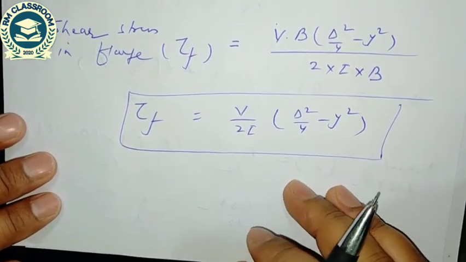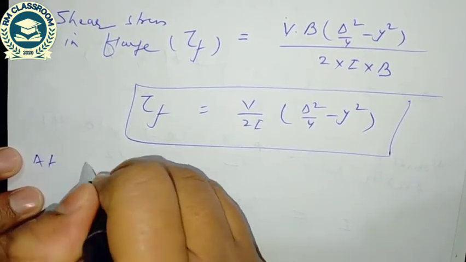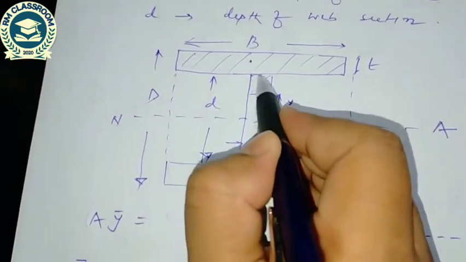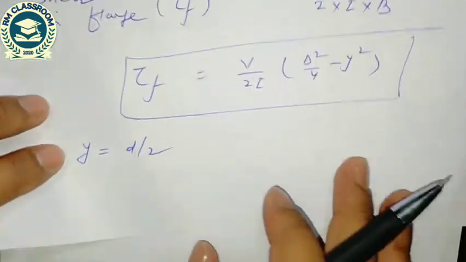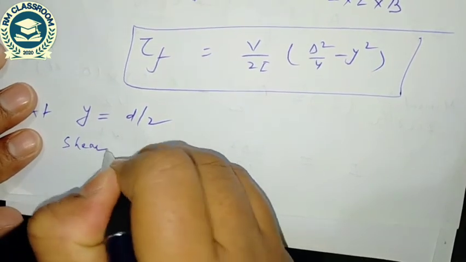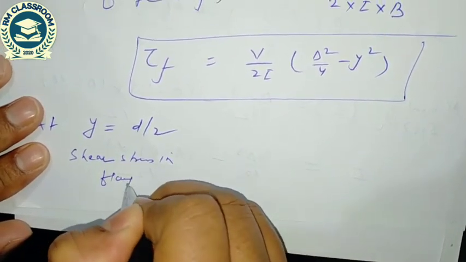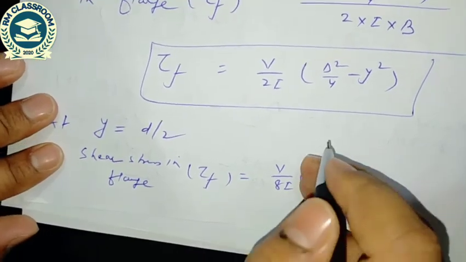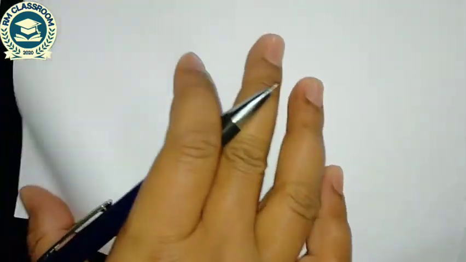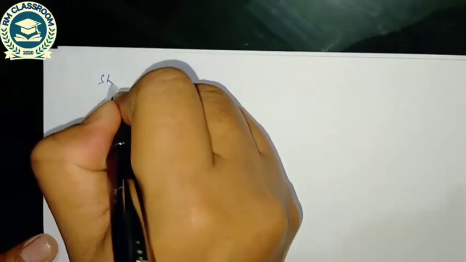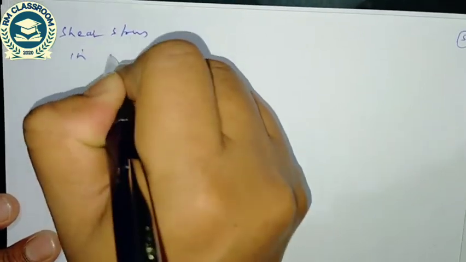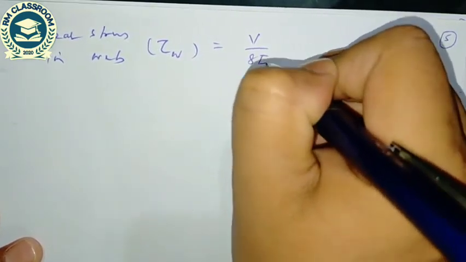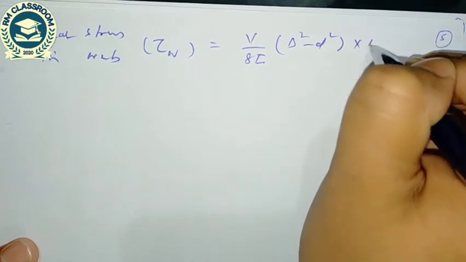So when will shear stress be maximum? At y equal to d by 2, means at this portion, what will be the shear stress? So shear stress in flange is equal to V by 8I (D square minus d square). And similarly, shear stress in web portion is V by 8I (D square minus d square) into B by T.